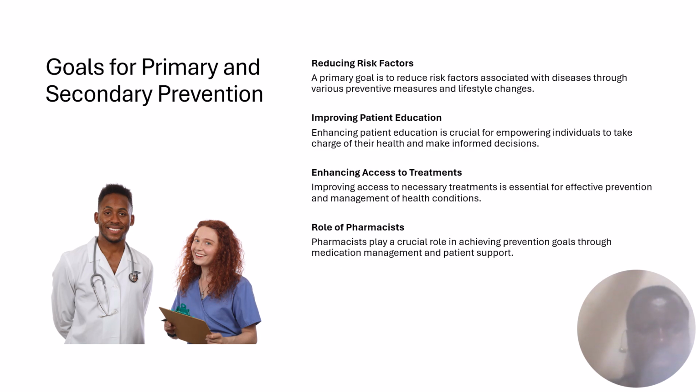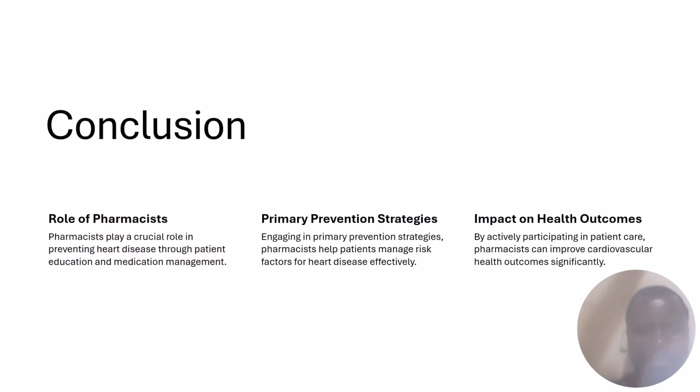The goals for primary and secondary prevention are to reduce risk factors, improve patient education, enhance access to treatments, and ensure that we play our role in achieving prevention of cardiovascular disease through patient management of their medication and patient support. In conclusion, understanding coronary heart disease is crucial so that we can play a role as pharmaceutical personnel in preventing heart disease.